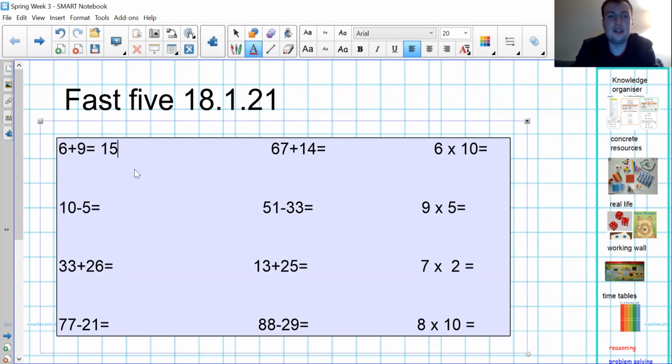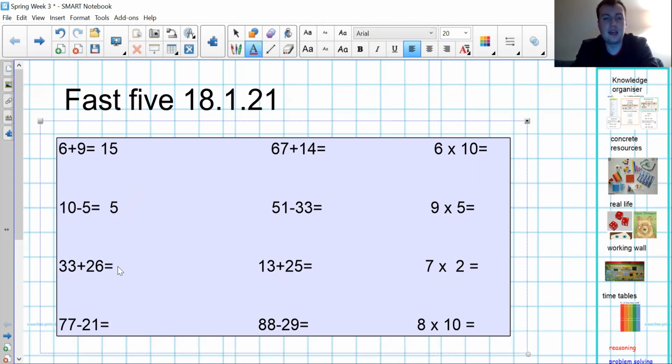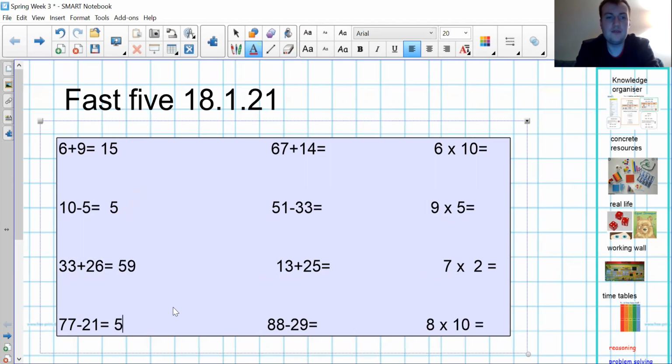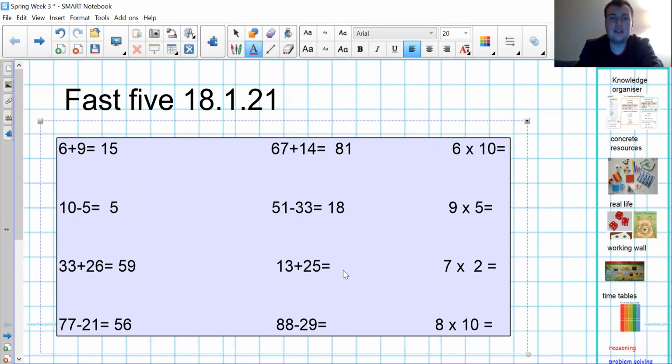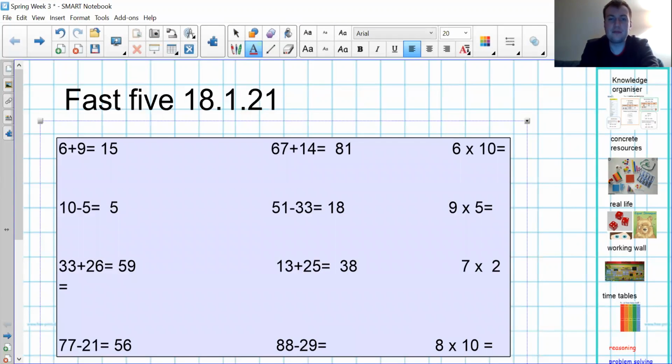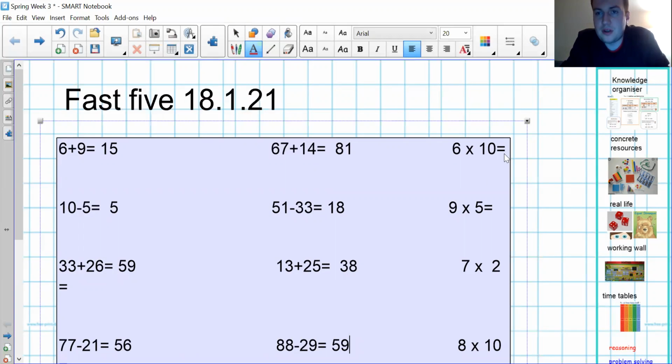So 6 plus 9 is 15, 10 minus 5 is 5, 33 plus 26 is 59, 77 take away 21 is 56, 67 plus 14 is 81, 51 take away 33 is 18, 13 plus 25 is 38, 88 take away 29 is 59. Kind of almost a brain freeze there.